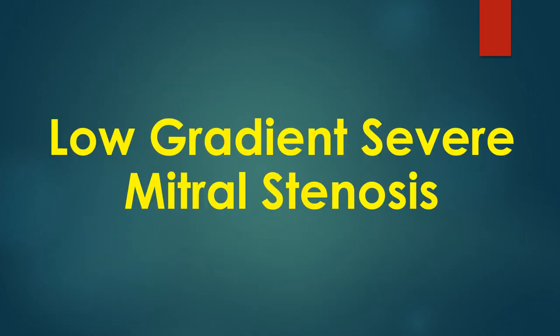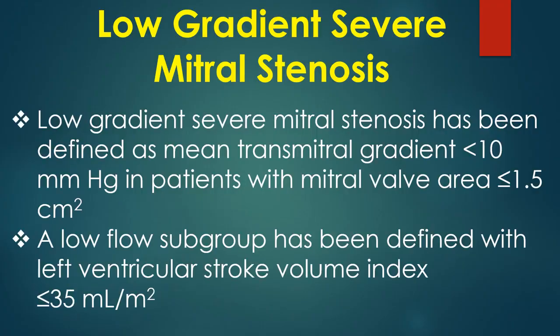Discussion on low gradient severe mitral stenosis. Usually mitral stenosis is associated with high transmitral gradient. Low gradient severe mitral stenosis has been defined as mean transmitral gradient less than 10 millimeters of mercury in patients with mitral valve area less than or equal to 1.5 square centimeter. A low flow subgroup has been defined with left ventricular stroke volume index less than or equal to 35 ml per meter squared.